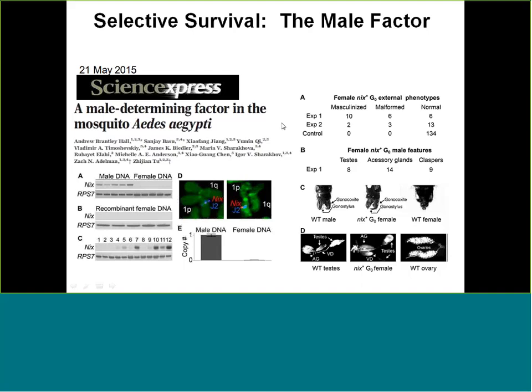We're able to show that overexpression of that male factor completely masculinized otherwise normal females, turning them from, this is the abdomen of the female mosquito, into a male completely. And in those females we're able to get complete development of testes and accessory glands instead of ovaries.